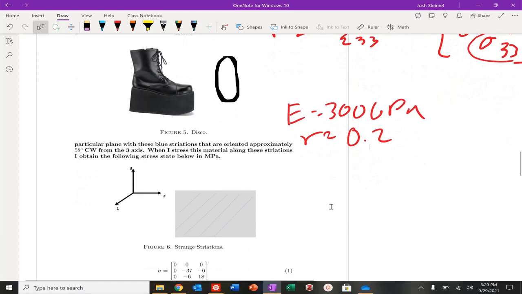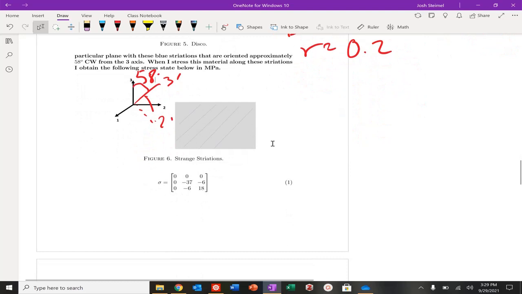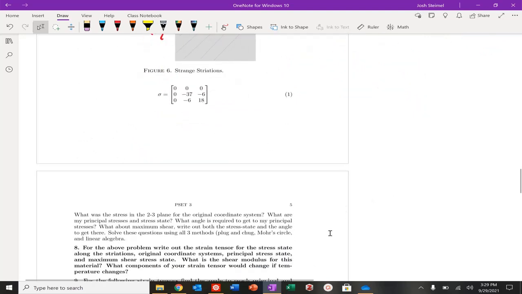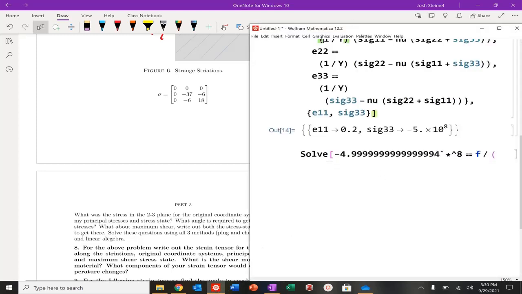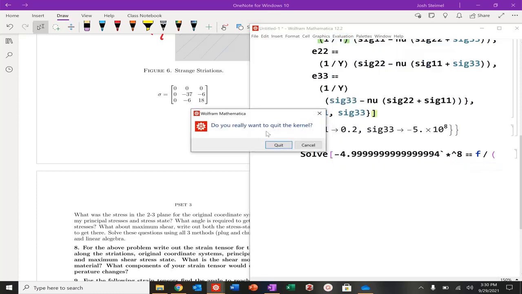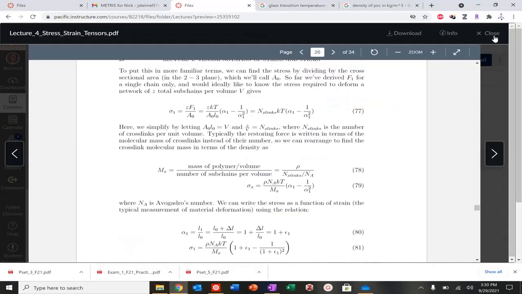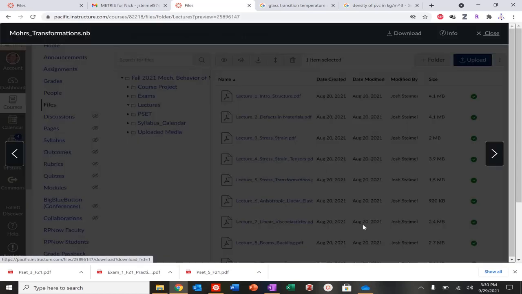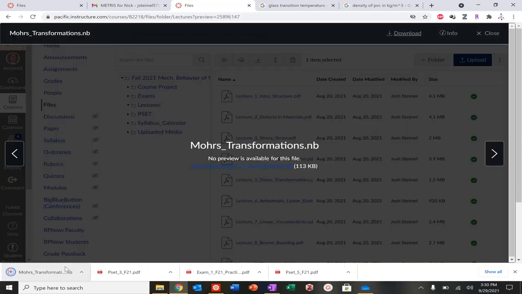Interesting to play with are these blue striations that are oriented at approximately 58 degrees. So we're looking at a 2-3 plane that's oriented like this. This is my 3 prime, this would be my 2 prime, and that angle would be 58 degrees. When I stress the material along these striations, I obtain the following stress below in MPa, and I need the stress in the 2-3 plane for the original coordinate system. So I want to quit my kernel, and I also want to open up a notebook on our Canvas site that should have something like this.